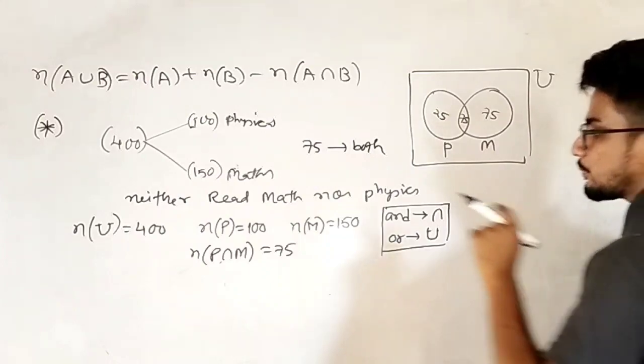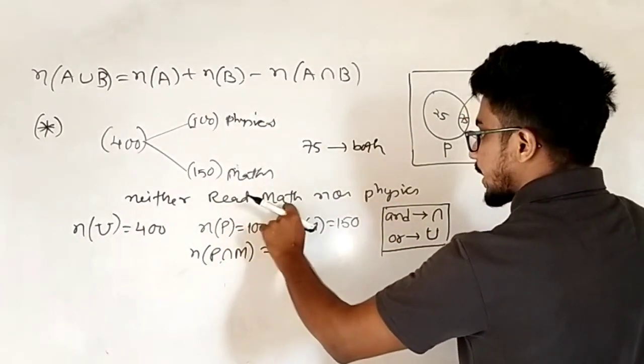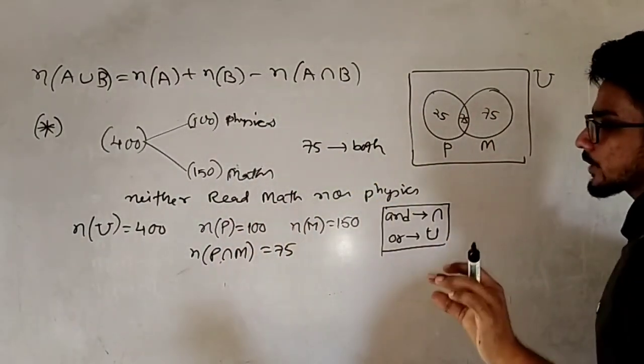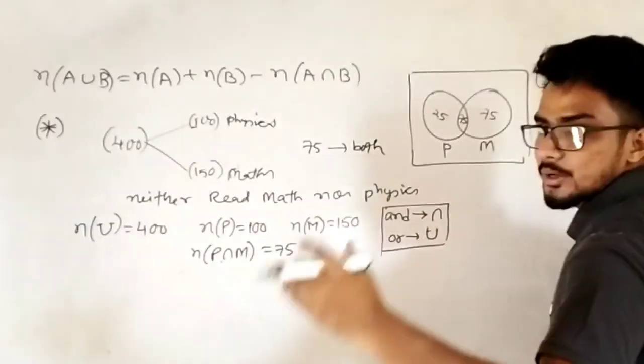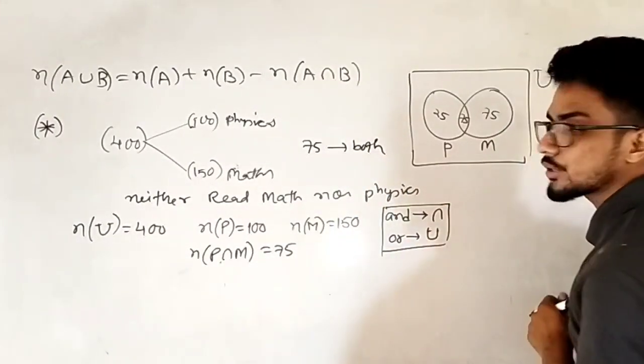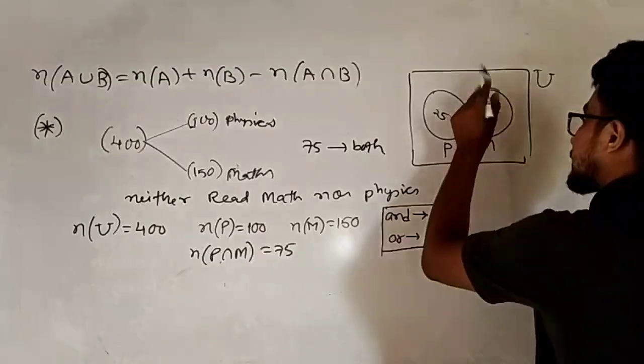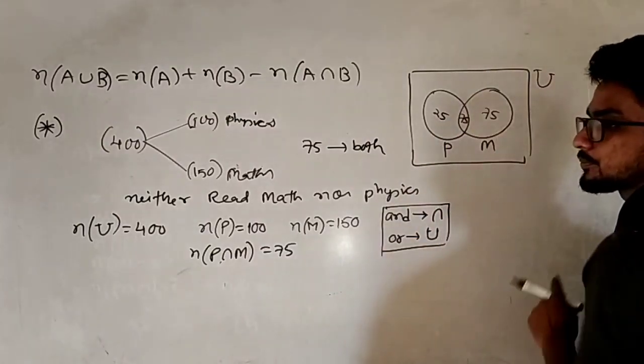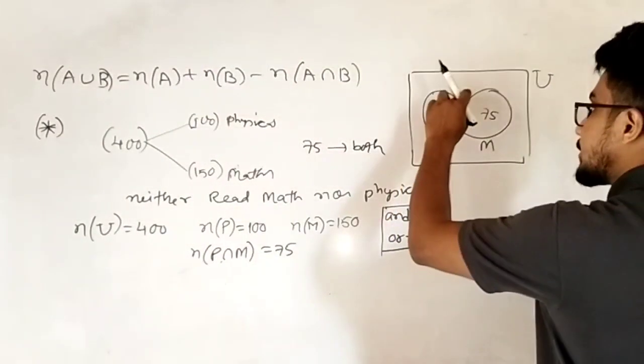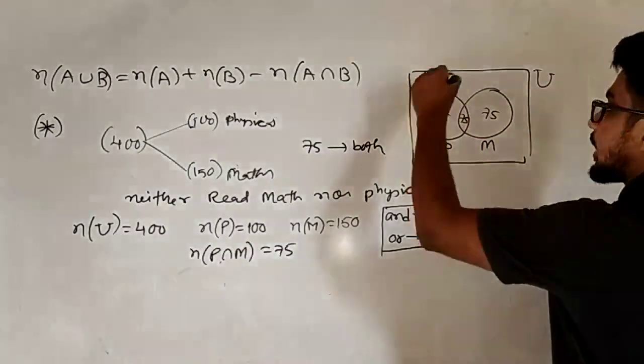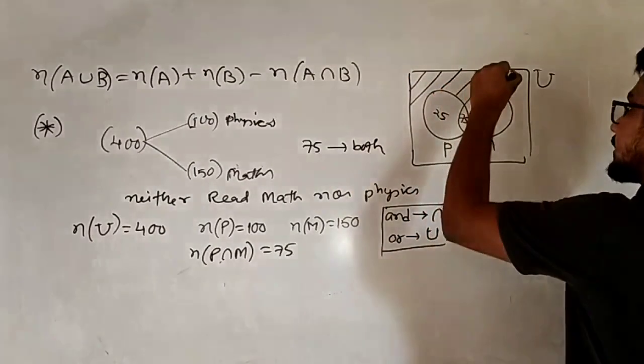Now we have to find who reads neither maths nor physics. Those students who do not read maths and do not read physics. Keep the diagram in mind. Not reading maths means they will not be in maths. Not reading physics means they will not be in physics. Ultimately, we have to find the outside part, this set.